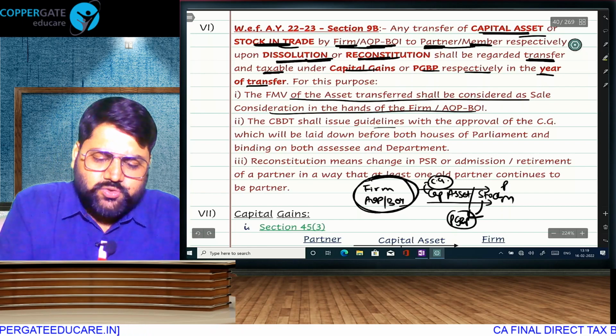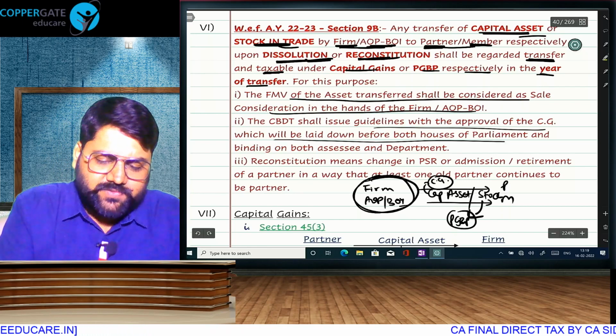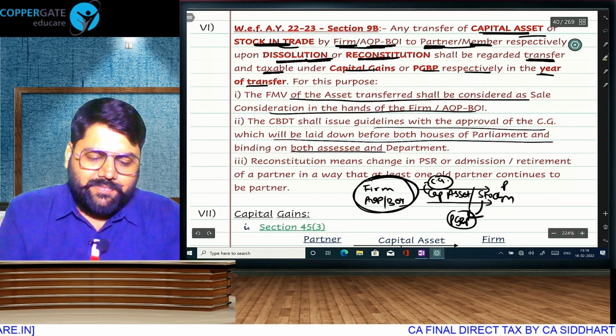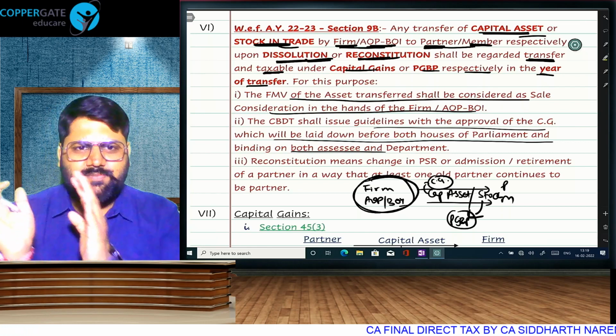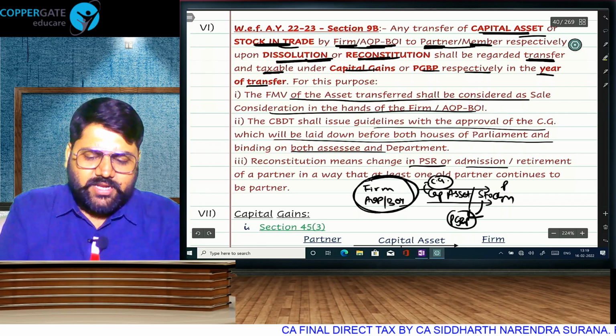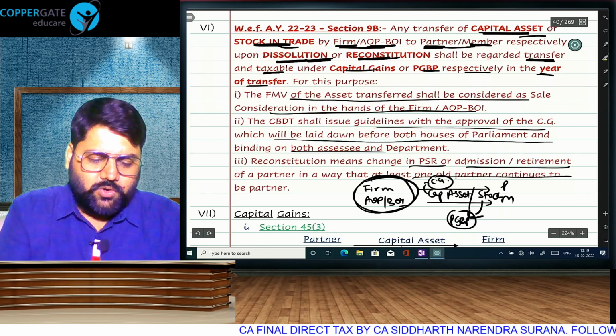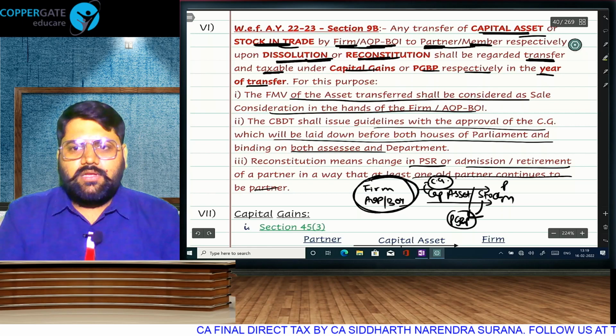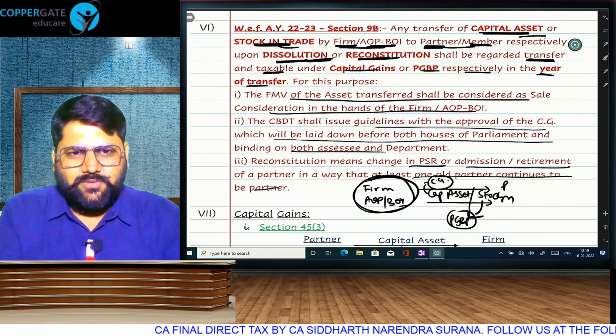The CBDT shall issue guidelines with the approval of central government, which will be laid before both the houses of the parliament. And what is the meaning of reconstitution? Same as per section 187 also. It can be change in PSR or it can be admission or retirement that at least one old partner continues to be the partner. Absolutely same.